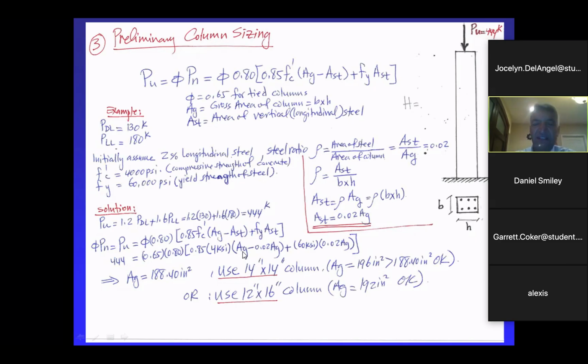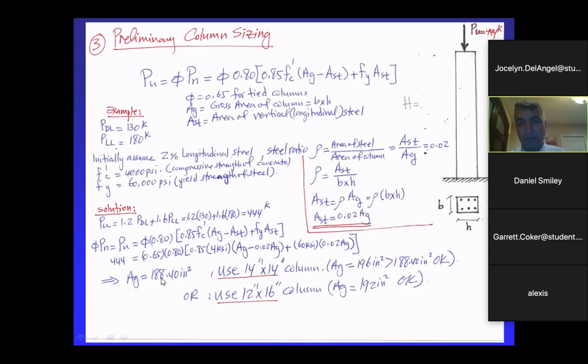AG is the gross area. I don't know the area of the column. I'm looking for that. AST, the area of steel, I don't know that. But I know there's a relation. AST equal 0.02 A sub G. So instead of AST, I'll put 0.02 A sub G. F sub Y is 60. Look at this equation. One equation with one unknown. What is the unknown? A sub G. Can you solve for that? Yes. If you solve, AG equal 188 inches square.